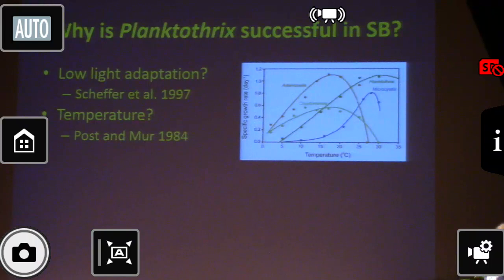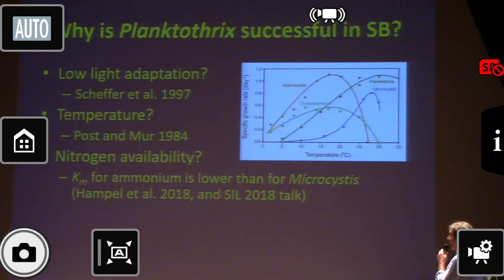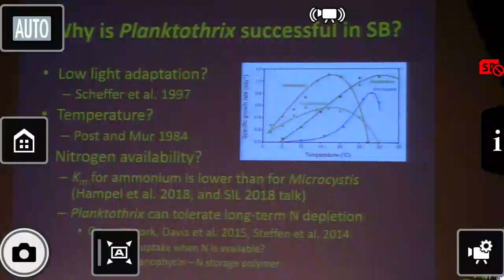However, we have our hypothesis and our data show that nitrogen availability appears to be a major driver in the persistence of the blooms. Justina Hampel has shown that Planktothrix is very good at scavenging nitrogen. The Michaelis constant for ammonium is lower than that for Microcystis. And also, in her talk, she showed that Planktothrix is supported by a great deal of ammonium regeneration as summer continues. And so we've been able to show that Planktothrix can tolerate long-term nitrogen depletion through a number of studies.